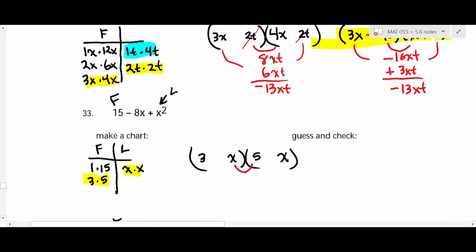This inner term from FOIL is 5x. The outer term from that is 3x. What are you trying to get? Negative. Is that going to work? Yep, 2 negatives, right? Okay, you know that if you add 2 negatives, you get a negative. So there's your answer right there. Okay? Now you could also write that as 5 minus x, 3 minus x. So those are your 2 possibilities on that I want to show you.